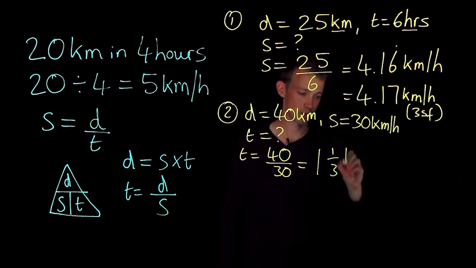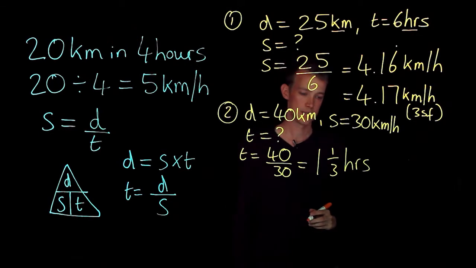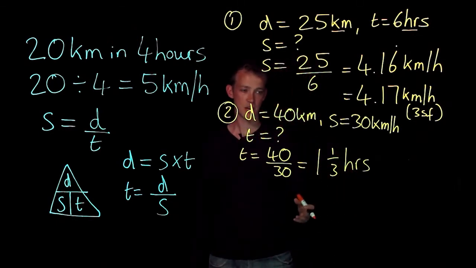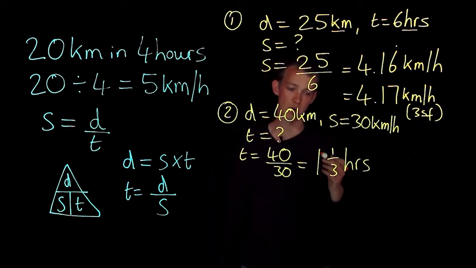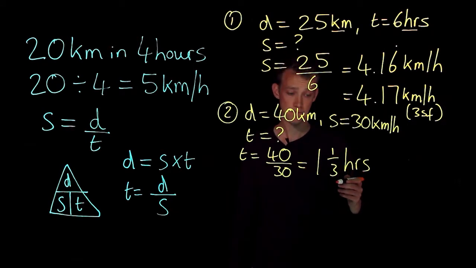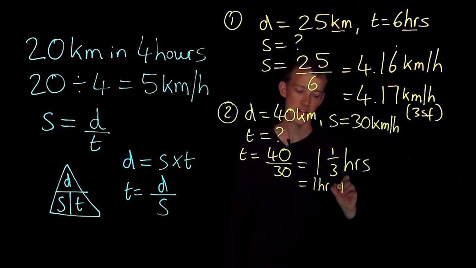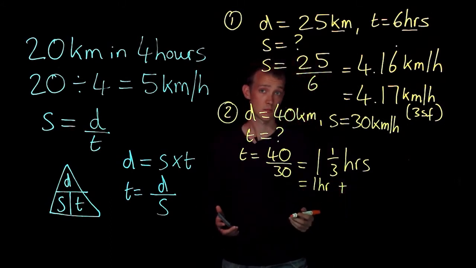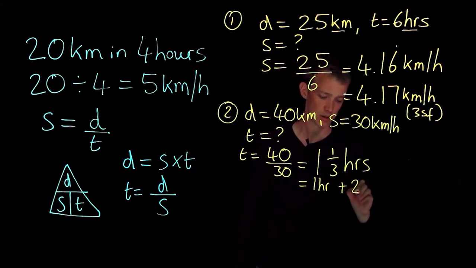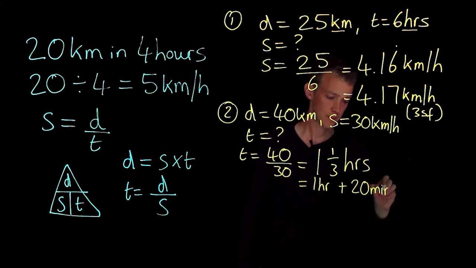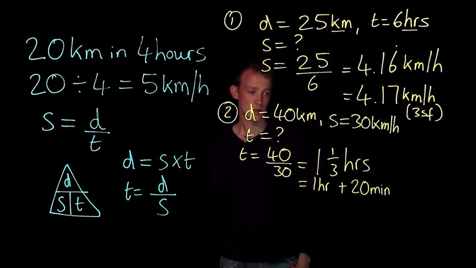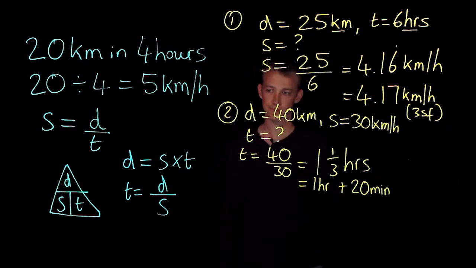Now my units are hours. What does this tell me? Does it tell me I've done 1 hour and 1/3 of a minute? No, it actually says I've done 1 hour and 1/3 of an hour. So this means that I've travelled 1 hour and 1/3 of an hour is 20 minutes because 1/3 of 60 is 20. So I've done 1 hour and 20 minutes. It's important to convert your fraction there into minutes.